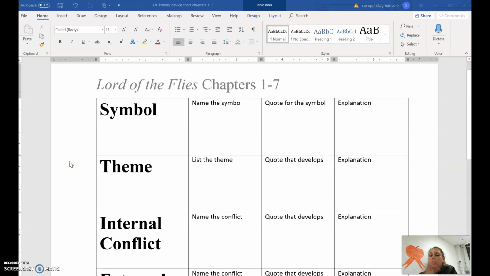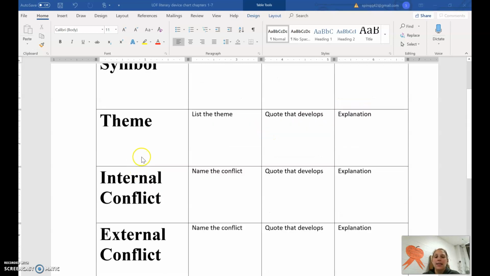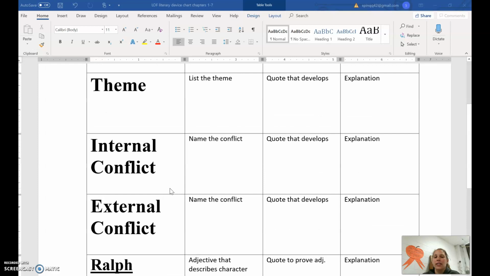So for chapters 1 through 7, so everything that we've read so far, I want you to think about what is an important symbol, all right, in that area. Name the symbol, pull a quote for the symbol, explain why that symbol is important to the novel. Okay, theme, internal conflict, external conflict.